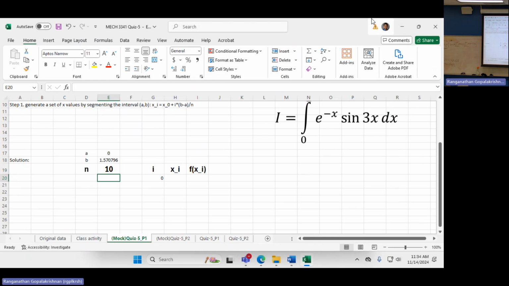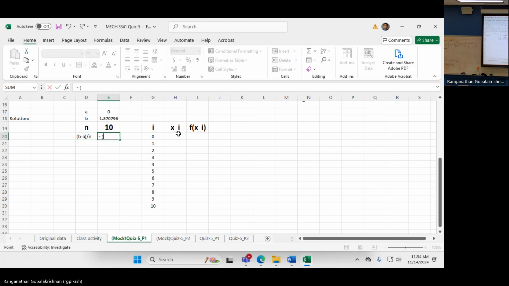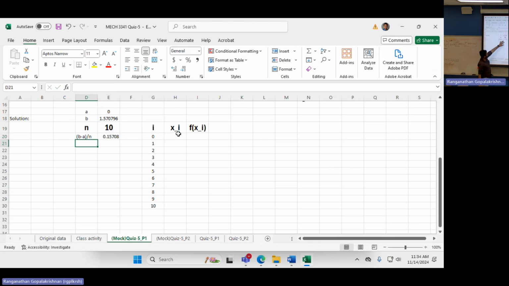So your i starts at 0 and goes by increments of 1 up to 10, so your i values are all generated. And you want to compute b minus a divided by n, which is pi by 2 minus 0 divided by n. The length of each segment is 0.1571, to 4 digits of accuracy.